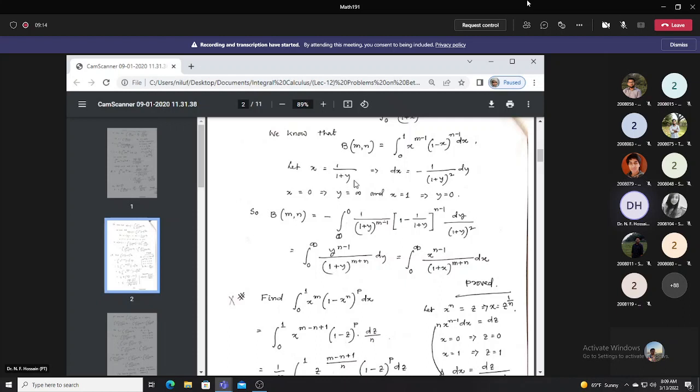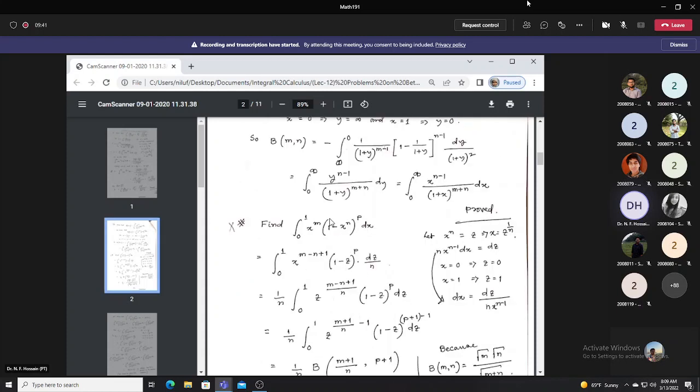So for this power m minus 1, it should be 1 by (1 plus y) whole to the power m minus 1. And within the bracket, let us use a third bracket here, 1 minus x, where x means this 1 by 1 plus y, and the power here is n minus 1. And what is the value of dx? dx equals minus dy by (1 plus y) whole square. We put this minus sign here. Now we adjust this minus sign with the limits, so it becomes 0 to infinity.